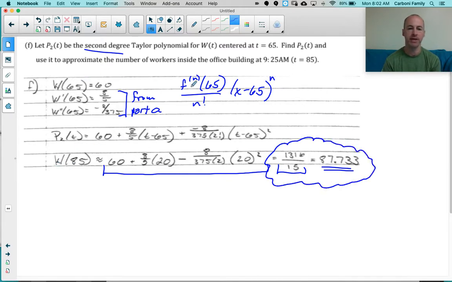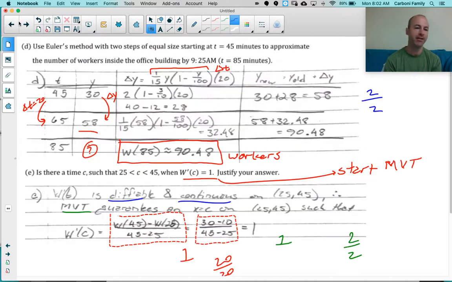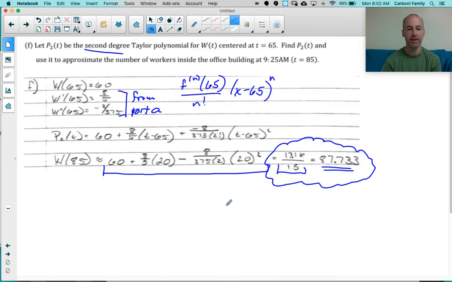And I probably would have done this much on scratch paper to see what the approximation is, because we were estimating. We used the Taylor polynomial to estimate the amount at 85, which is exactly what Euler's method in part D was. We were trying to approximate the amount at time 85, and I wanted to see if my two approximations were in the same ballpark. We had 90.48 for D. We had 87.733 for F. Those are close enough to make me feel good.